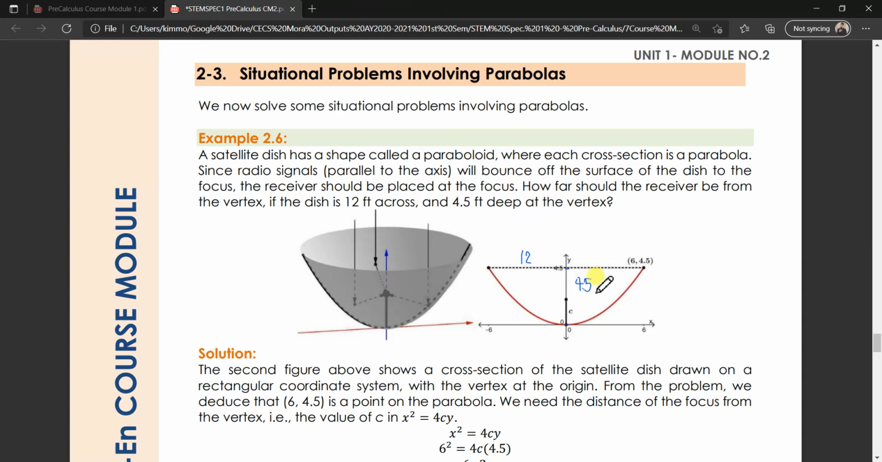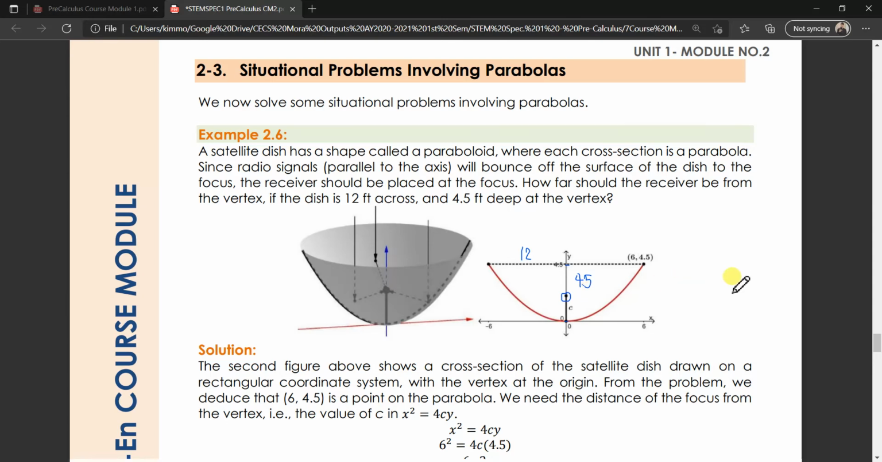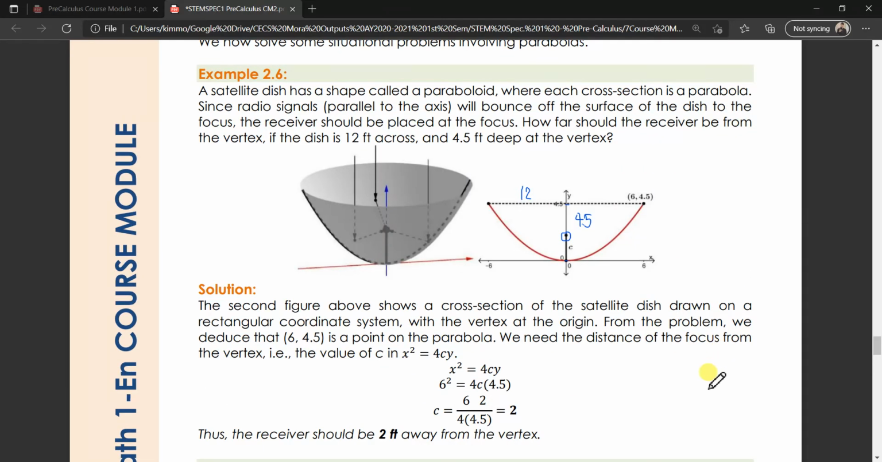Okay, so given ta na. So the question is, unsa daw ang distance sa ato ang vertex padulong sa ato ang focus? Kaya ang receiver dari daw siya dapat malocate sa ato ang focus. So again, the distance from our vertex to our focus, that is our c. So how do we solve that? So we need the distance of the focus from our vertex.